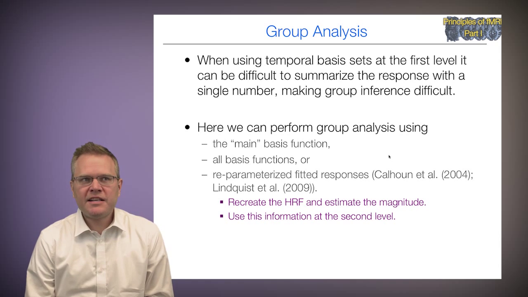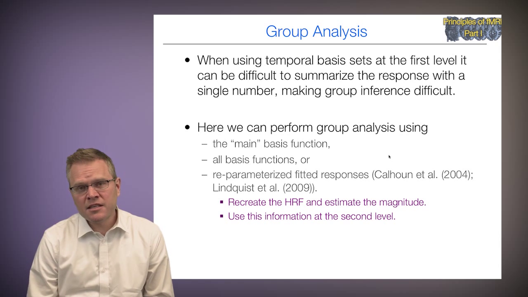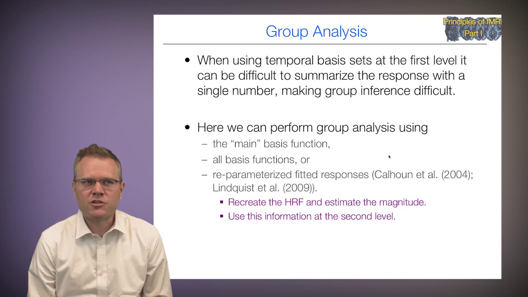When using temporal basis sets at the first level, it can sometimes be difficult to summarize the response with a single number, and this makes group inference difficult, because oftentimes we want to make inference on, say, the amplitude for each subject, but if we have basis sets, the amplitude is going to depend on all the different basis functions. So that makes second level analysis very tricky in that setting.